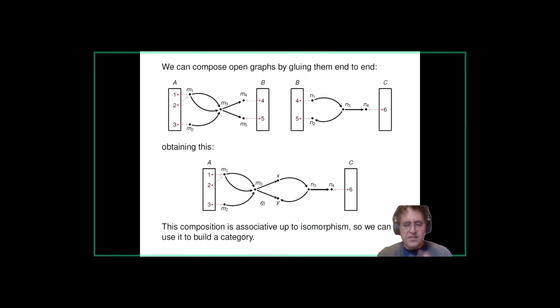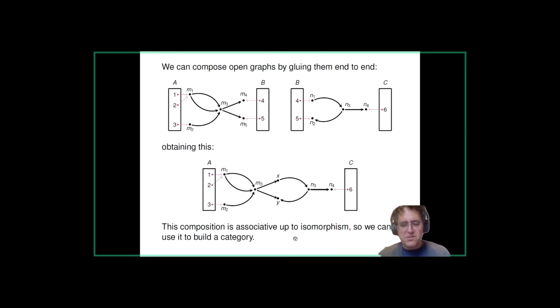So in other words, you may not get exactly the same open graph when you compose three open graphs in a row, either composing the first two and then the third, or the first and then the second two. But it's associative up to isomorphism, that is, up to relabeling of these nodes. So what we should really do is work with isomorphism classes of open graphs to get a composition that's associative. And then those equivalence classes of open graphs will be the morphisms of a category.